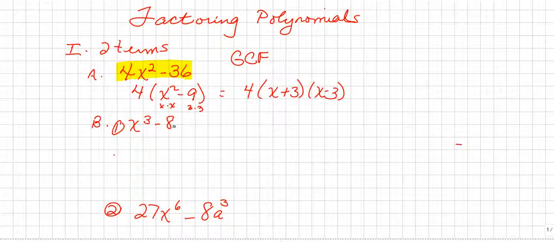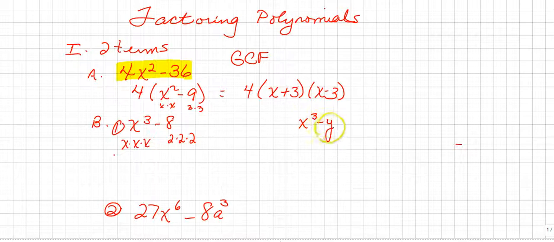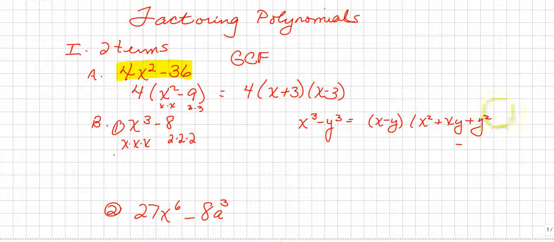Now that's the difference of two cubes, which is a special case. x cubed is x times x times x. 8 is 2 times 2 times 2. Thus, both terms are cubes. Now the pattern for the difference of two cubes, let me give you the generic pattern. x cubed minus y cubed will factor into x minus y times x squared plus xy plus y squared.